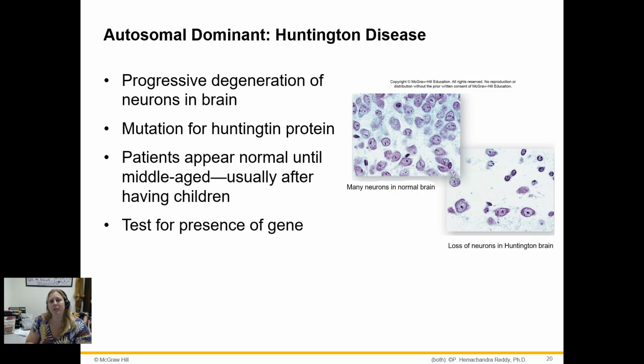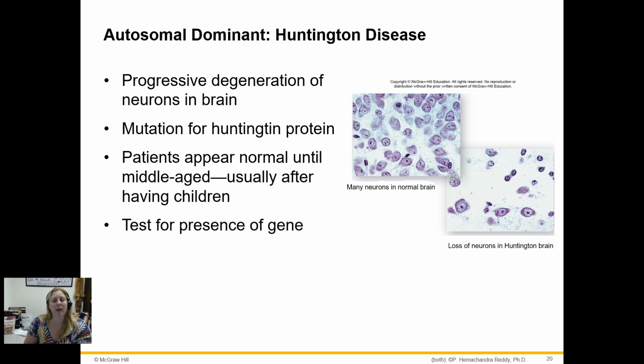Most people by their 50s or 60s have children and probably grandchildren, and so they've already passed their genes on, and their children have potentially already passed their genes on before anybody even knows that Huntington's is running in the family. Unfortunately, it does become progressively worse with each generation.